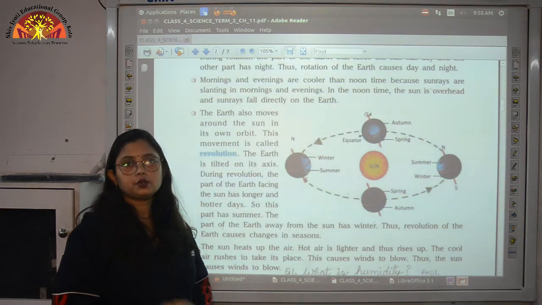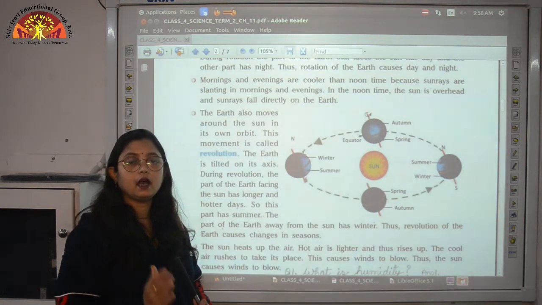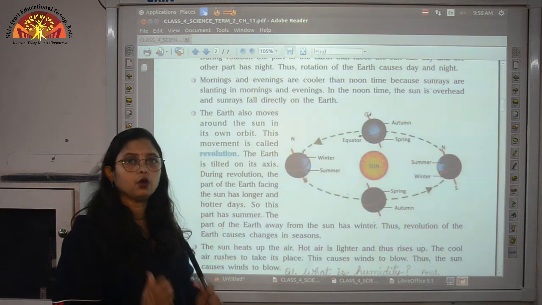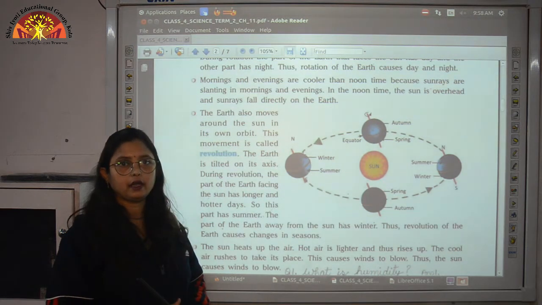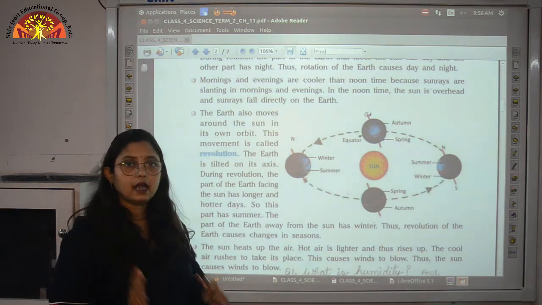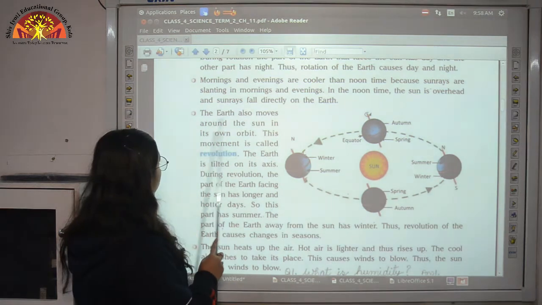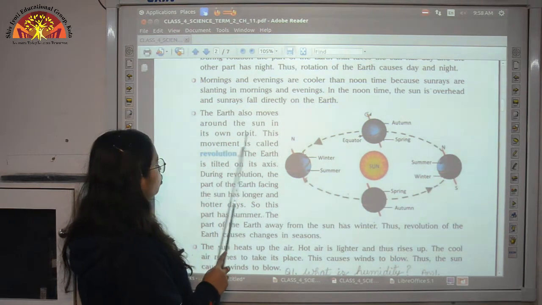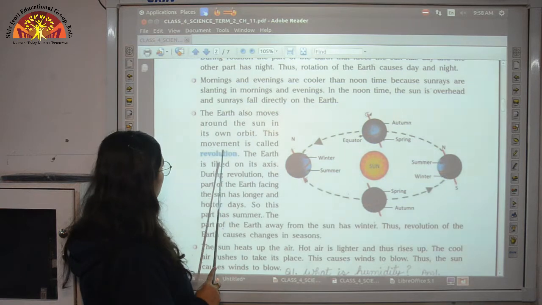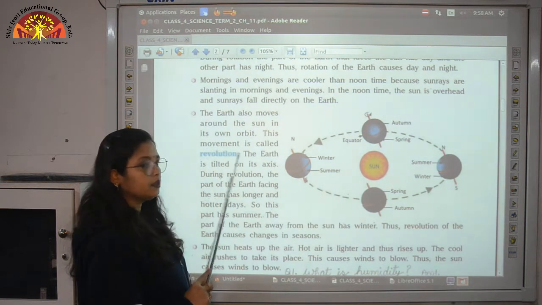It is because during the noon time the sun rays are directly overhead, so it is hotter as compared to mornings and evenings. In the mornings and evenings the sun rays are slanting, they come slanting on the earth's surface. Now earth also moves around the sun in its own orbit, this I have shown you right now, and this movement is called revolution.